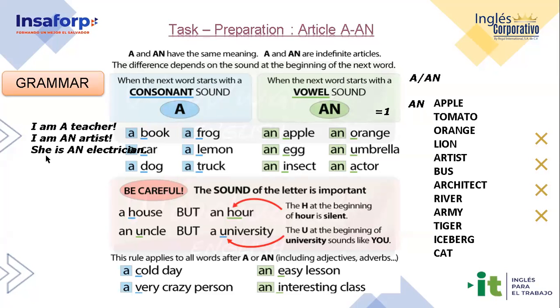A tomato. How about the next one? An orange. Lion. What do you think about this one? A lion. Okay, a lion. How about this one? An artist. Okay. Architect. An architect. Okay, so it's an architect. A river. Okay. How about the army? An army. Okay. So then we have tiger. A tiger. And an ice cream. The last one: a cat. Super easy, right?